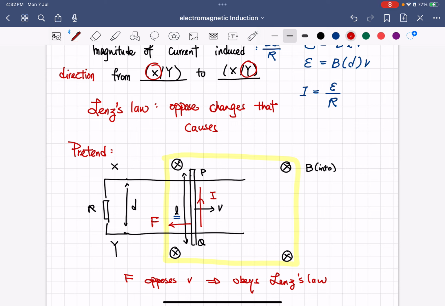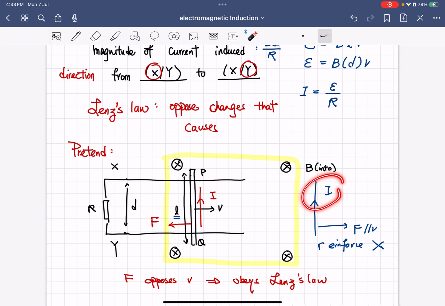Okay? Now just in case you're not that lucky, and I did not choose the answer to be this direction, maybe I choose the opposite direction. If this time I choose the current like this, then I find that the force will go this way. That means the force will be parallel to the velocity. So it's not opposing the change, it's actually reinforcing the change. That means it's not good. Then you know the direction of the current should be opposite to this.